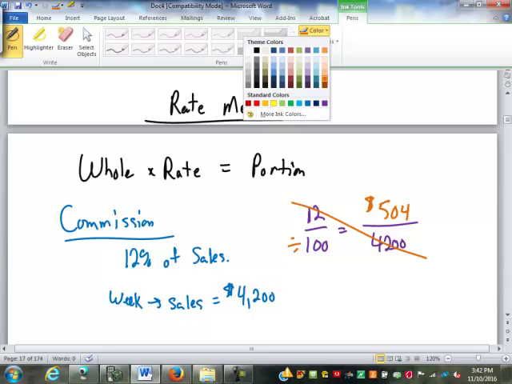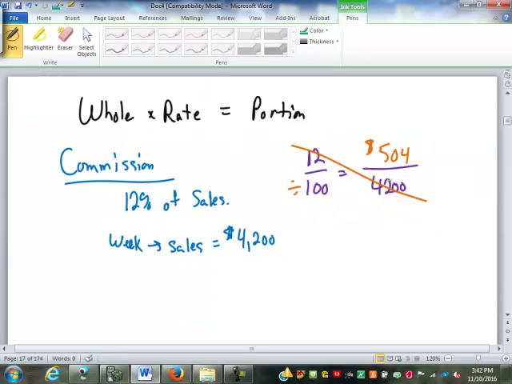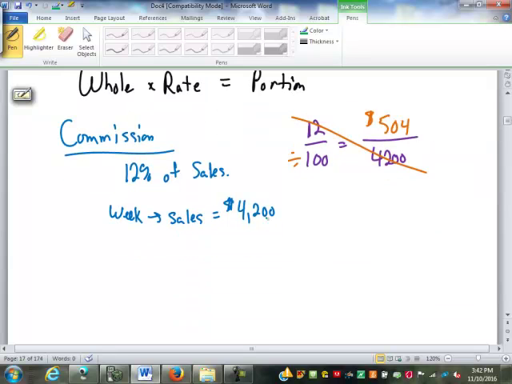But if we're going to have to do this every week, rather than setting up this proportion and cross multiplying every week, it'd be easier to use a rate. So it would simply be our sales, 4,200 times that rate. 12% as a decimal would be 0.12. And that would give us $504.